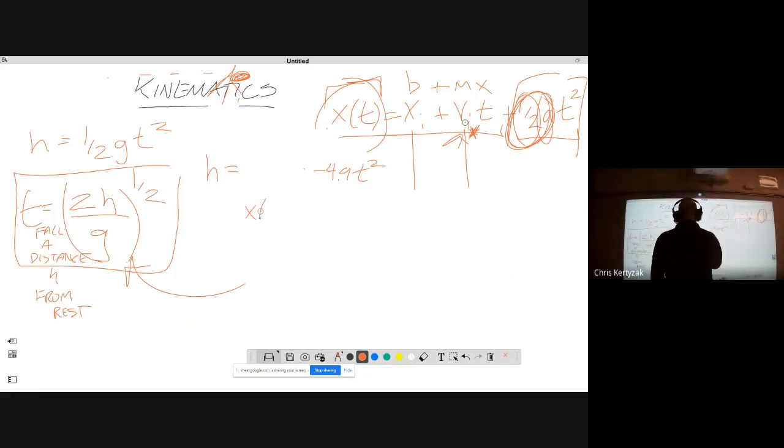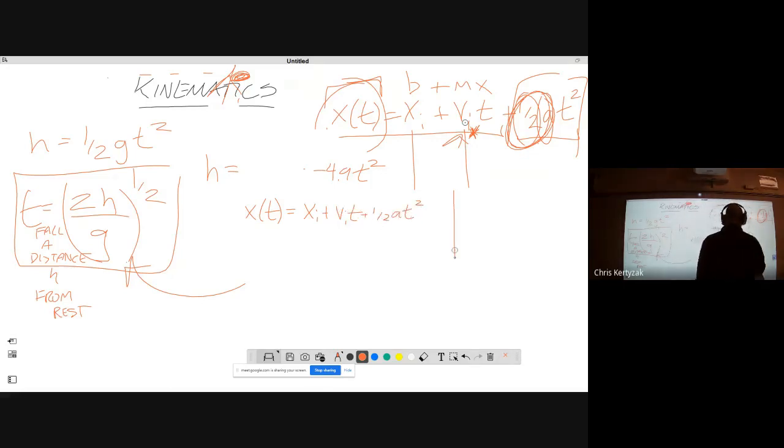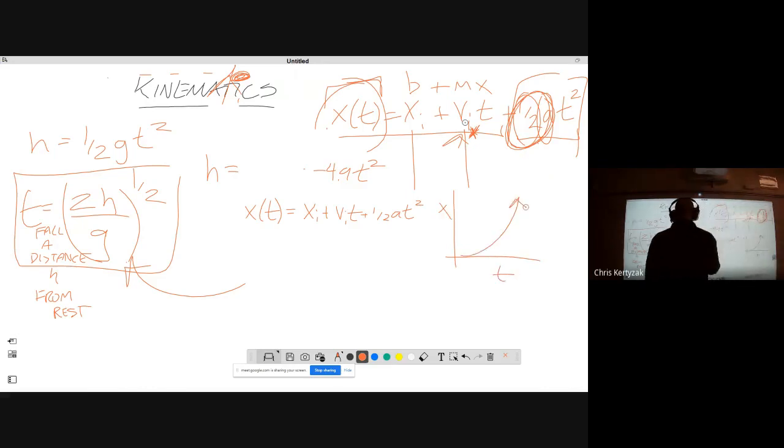We know now that the x of t position formula is x equals initial position plus initial velocity times t plus one half a t squared. And we know what the graph looks like. How about v?